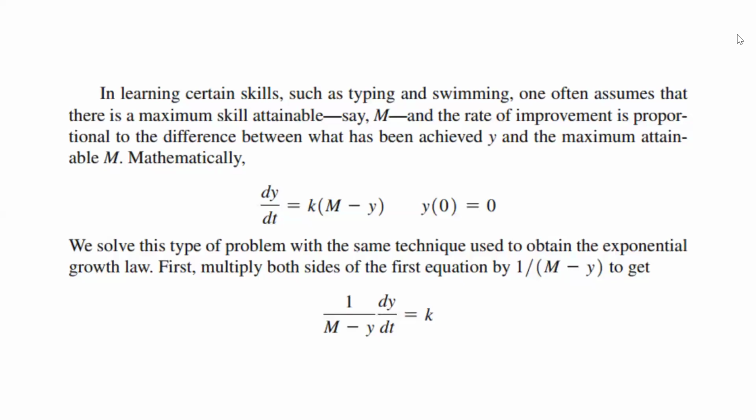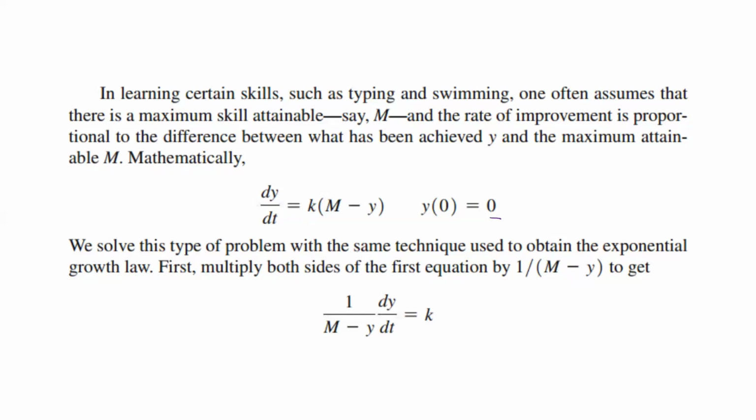All right, when learning certain skills such as typing or swimming, you often assume that there's a maximum skill attainable. So we're going to call that M. And the rate of improvement is proportional to the difference between what has been achieved, Y, and the maximum attainable, M. So mathematically, dy/dt = k(M - y), where y(0) = 0. So you have none.